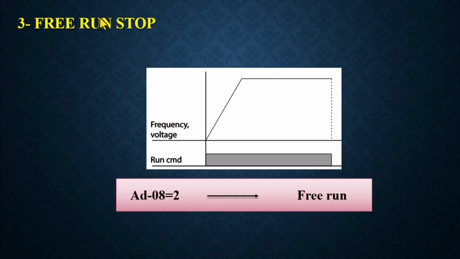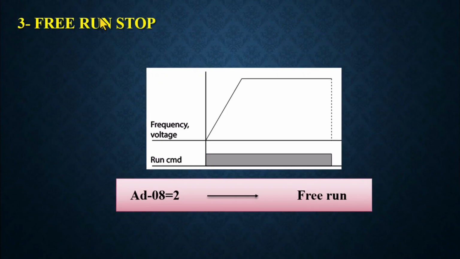But the last stop mode in the G100 inverter is free run stop. Here, time is no longer important. When you issue the stop command, the inverter completely cuts off the U, V, W outputs, and your motor, depending on the inertia of your load, starts to stop.